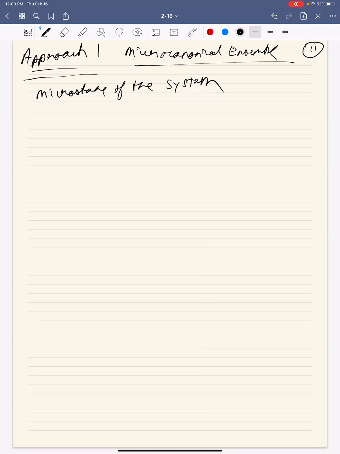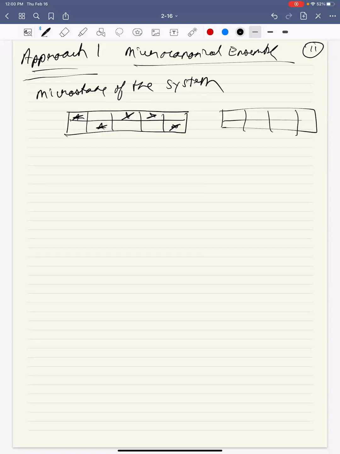So here, writing down the microstate of the system really means going down to that box that I drew earlier and specifying which particle is where, right? This is one microstate of the system. This one is another microstate of the system. So these drawings are one way to do it. But how to write down the microstate of the system mathematically?